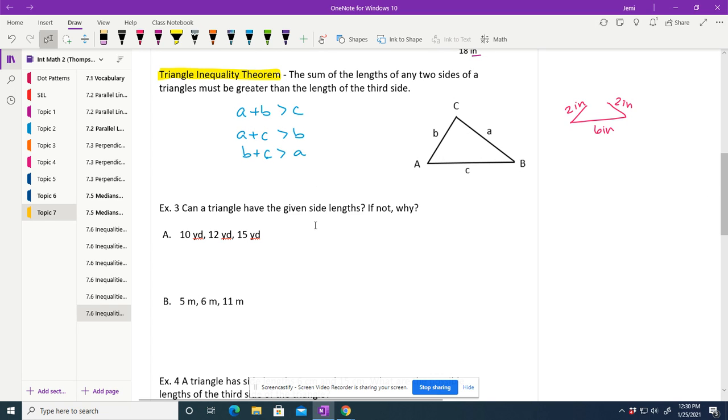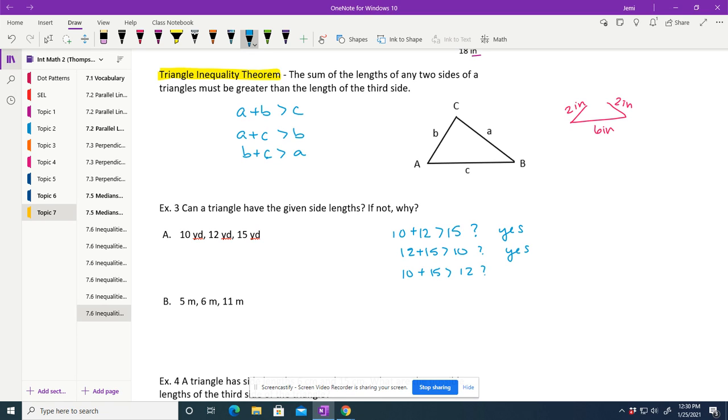Can a triangle have the given side lengths? If not, why? So for A, I've got 10 yards, 12 yards, and 15 yards. So I have to check. Is it true 10 plus 12 is greater than 15? Is that true? Yes. Is it true that 12 plus 15 is greater than 10? Yes. What's my other combination? 10 and 15 is greater than 12? Yes. So since that's true, yes, it is a triangle.